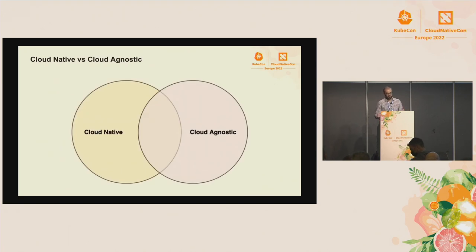To summarize, cloud native is more about resilience, scalability, using open source, microservices. Cloud agnostic is more about flexibility and independence from a single cloud provider. During the presentation, we try to find a common space between cloud native and cloud agnostic: to be cloud native, to be cloud agnostic.